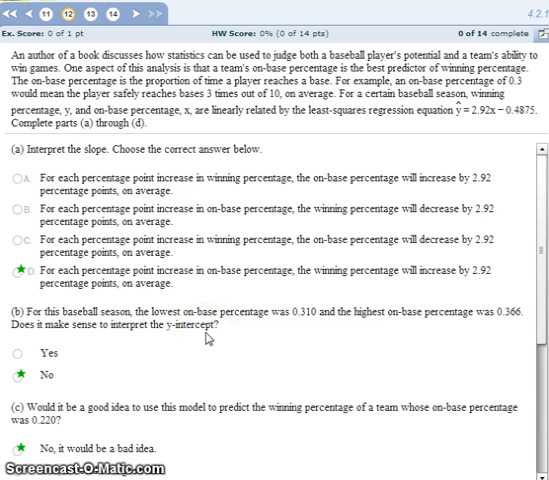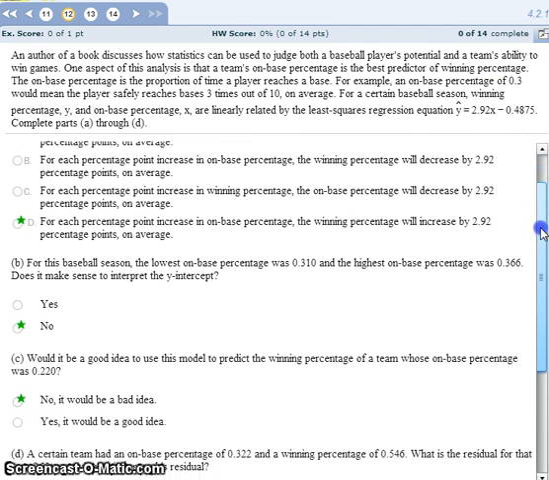A y-intercept is when the x value is 0. So it would correspond to an on-base percentage of 0. And that's definitely outside our range, so it doesn't make sense to interpret the y-intercept. And also think about it, the y is standing for winning percentage. A winning percentage can't be negative, so it really just doesn't make sense in this case to interpret the y-intercept.